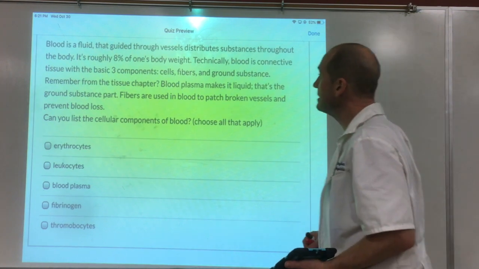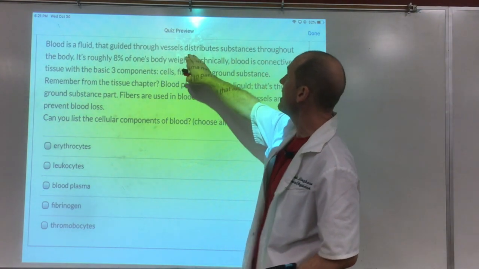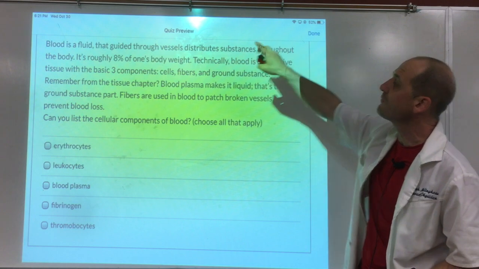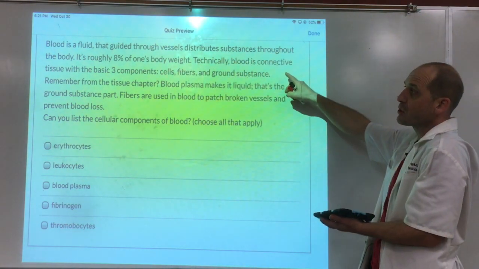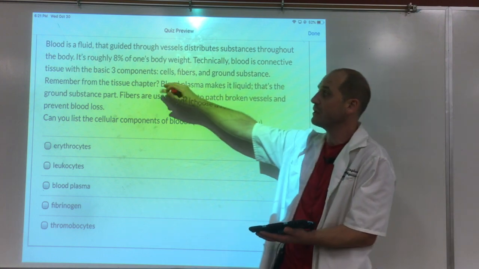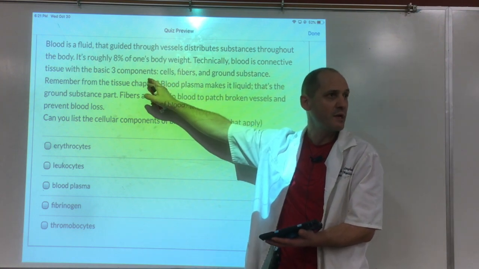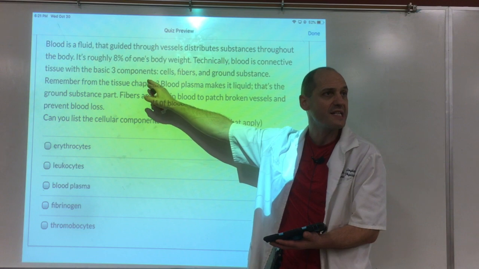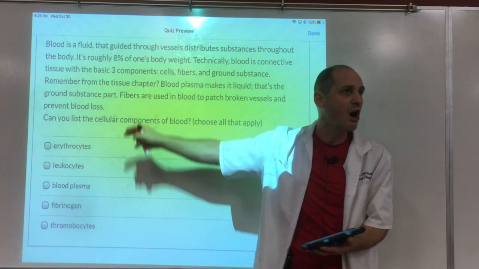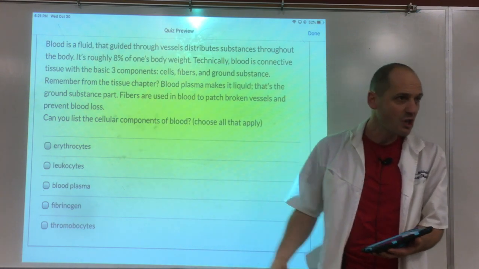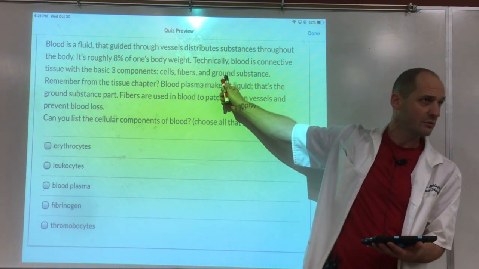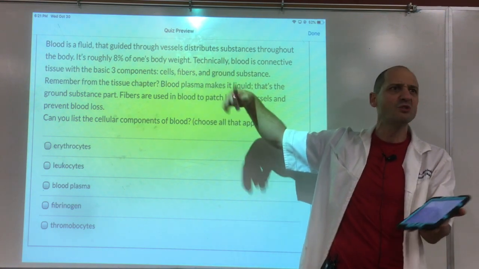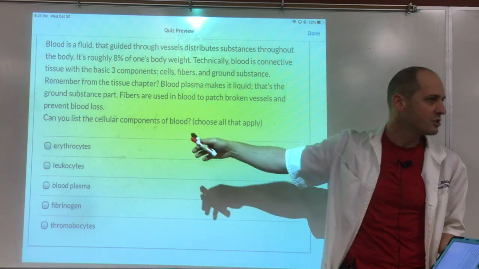Blood is a fluid guided through vessels, carrying different substances through the body. It's roughly 8% of one's body weight. Technically, blood is connective tissue. It has three components. We talked about tissue a little bit, right? Connective tissue always has cells and other stuff, and the other stuff is always fiber and then something else, ground substance. In bone, that's calcium stuff. In blood, that's liquidy stuff.